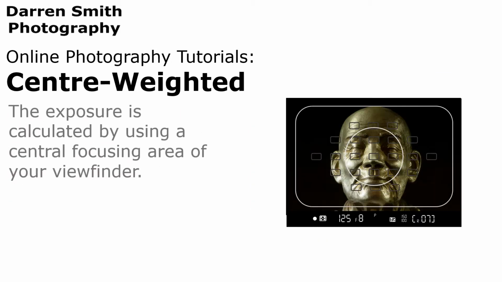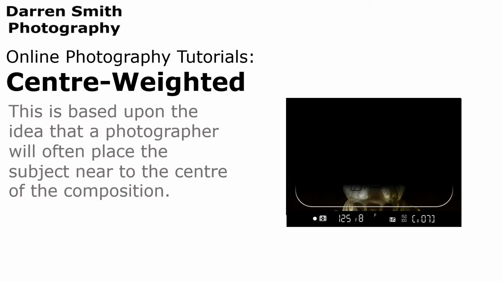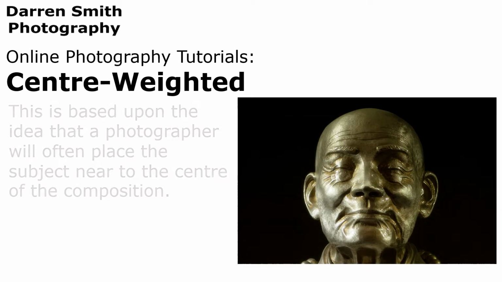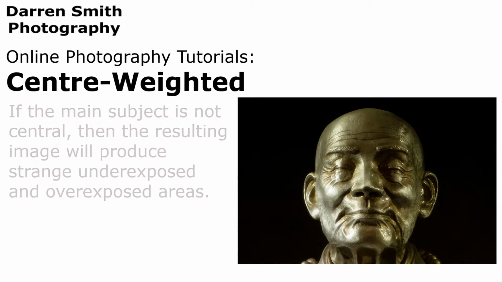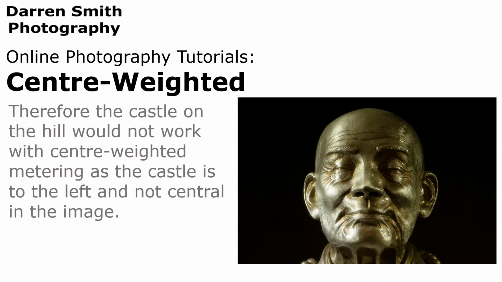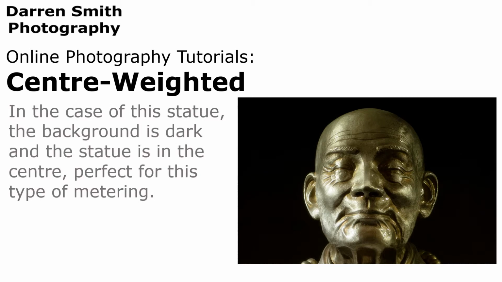Center weighted metering is calculated by using a central focusing area in your viewfinder. This is based upon the idea that a photographer will often place the subject near the center of the composition. If the main subject is not central, then the resulting image will produce strange overexposed or underexposed areas on your picture. Therefore, the castle on the hill in the previous picture would not work with center weighted metering, as the castle is on the far left and not central in the image. It would miss the cruise boat to the right, which gives more impact to the picture. In the case of this statue, the background is dark and the statue is in the centre, perfect for this type of metering.